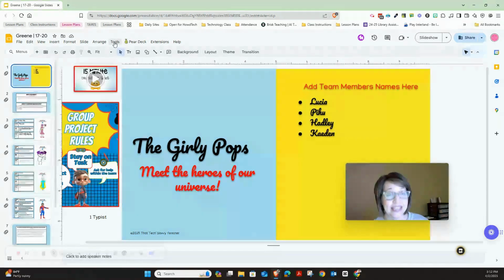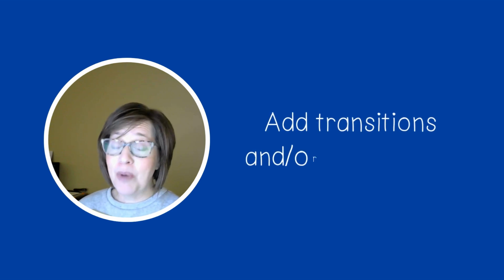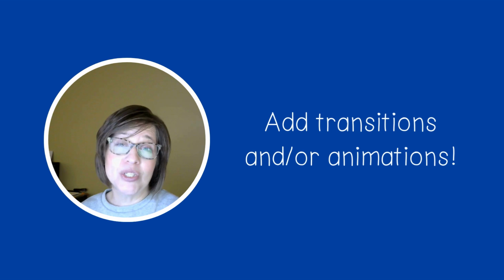So you can, again, go to Tools, Spellcheck, and then click right here to look for anything. You can either choose to ignore or accept the suggestions. You can also add a little sparkle with transitions or animations, but keep it simple.